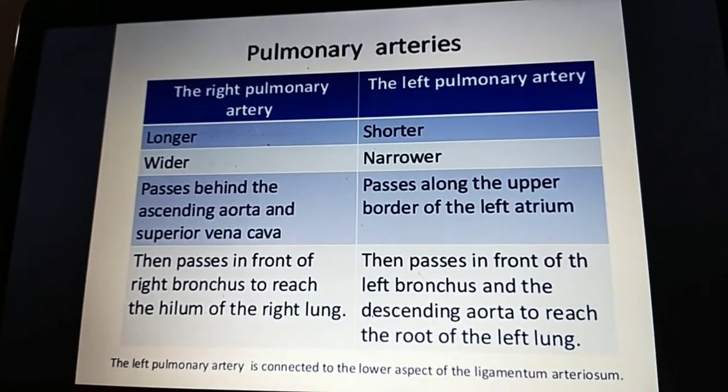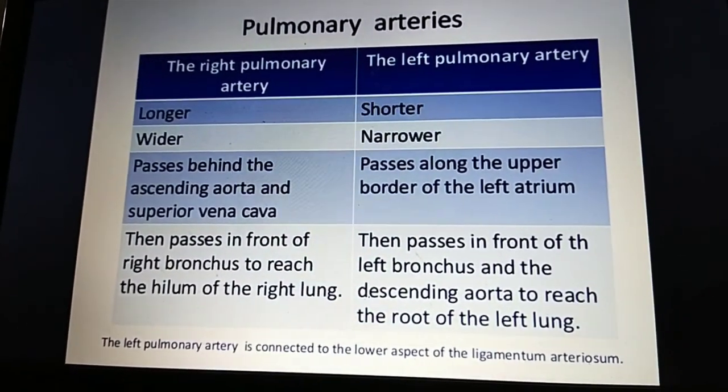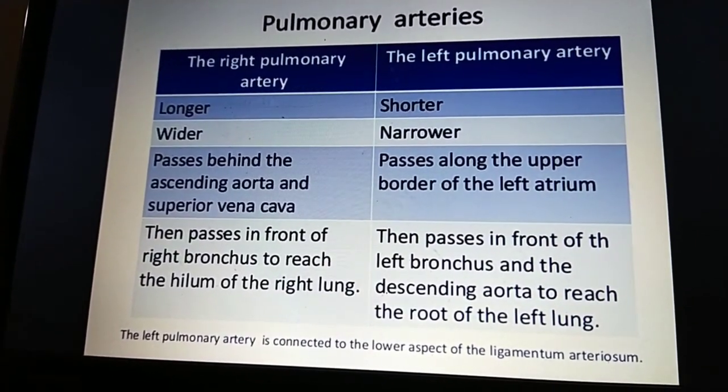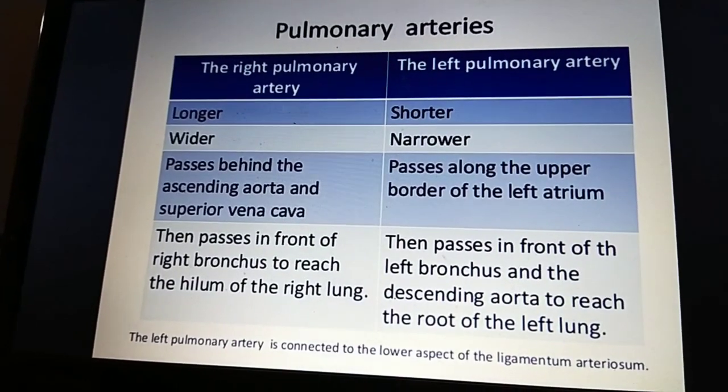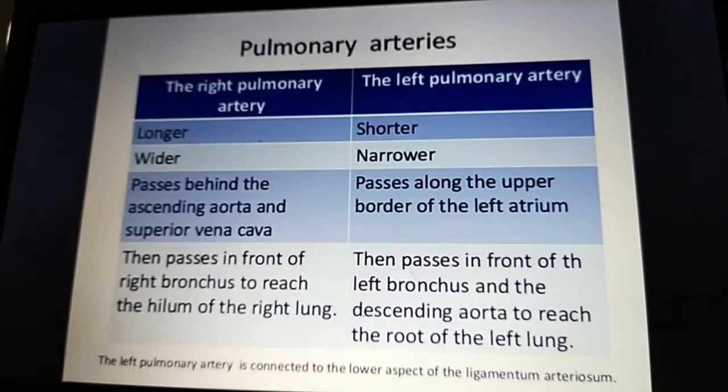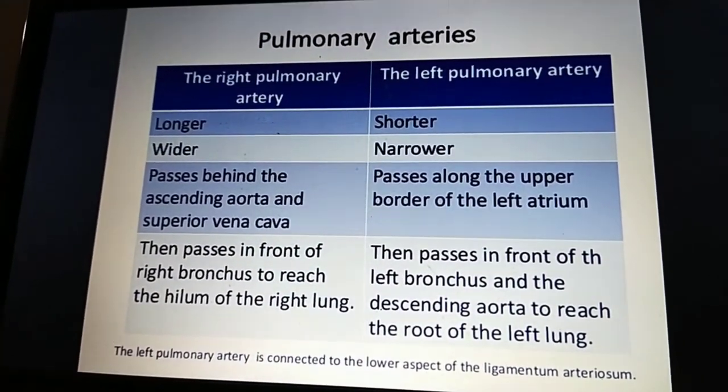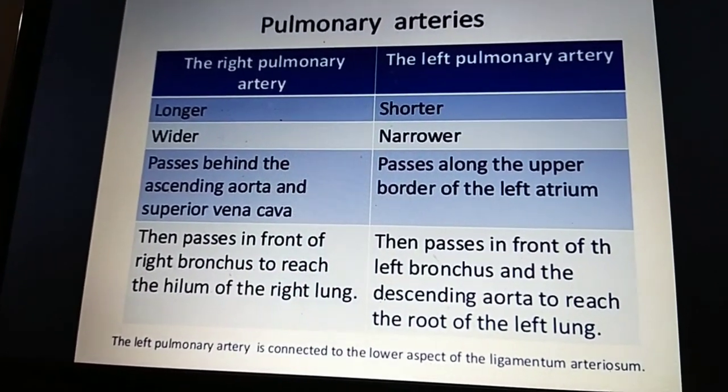Now, the differentiation between the right pulmonary artery and left pulmonary artery. The right pulmonary artery is longer and the left is shorter, because the heart is situated slightly to the left side of the midline. The right is wider and the left is narrower.